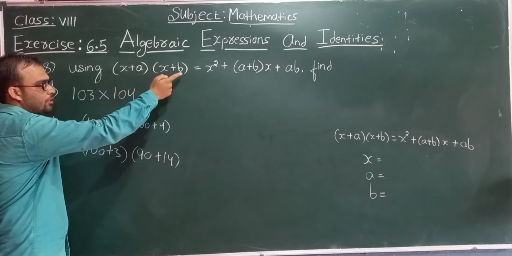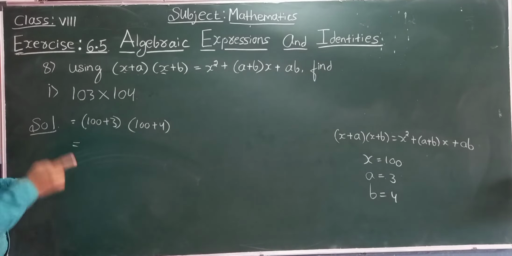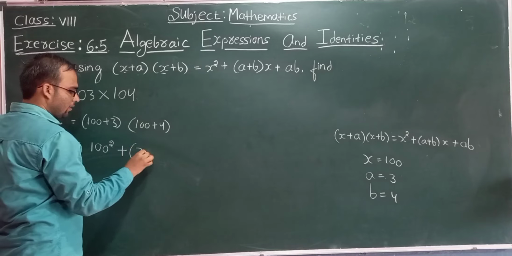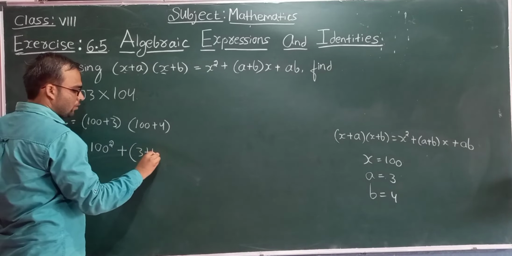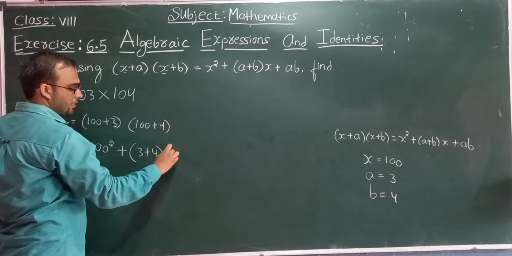Now according to the formula, x square, x means what? 100, that is 100 square plus a plus b. A means 3 plus b means 4 into x. X means 100 plus ab. A means 3, b means 4. Okay, that is 3 into 4.